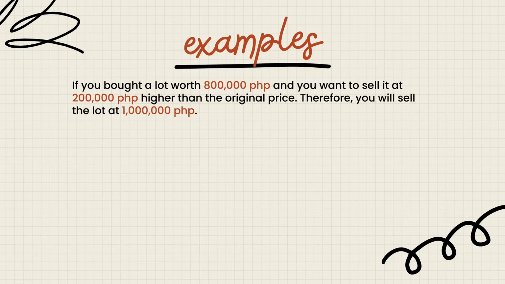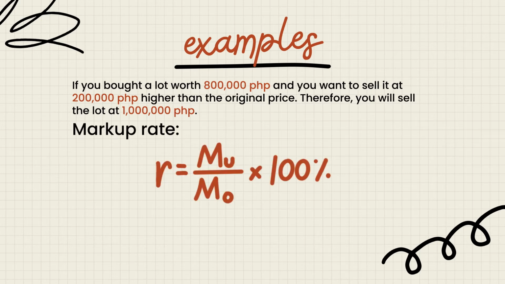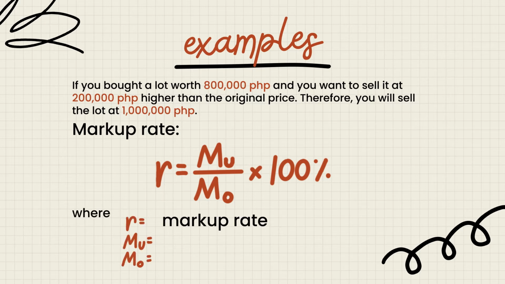So let's go back to our first example. Now we have the formula of the markup rate, where R is equal to M sub U over M sub O times 100%, where R is equal to the markup rate, M sub U is equal to the markup, and M sub O is the original price. Madali naman siya tandaan kasi pag MU, markup. M sub O, original. Pareho silang may O, tsaka pareho may U.